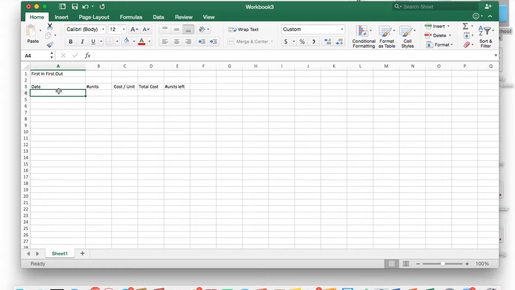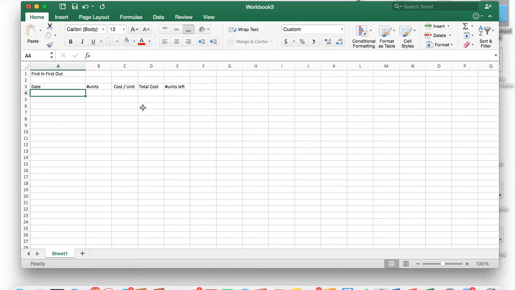So, on the left we have date. In this column, we have the number of units per purchase. In this column, we're going to have the cost per 1 unit. In this column, we're going to have the total cost, so that would just be the number of units multiplied by the cost per 1 unit. And this column we'll talk about a bit later. I'll get back to that.